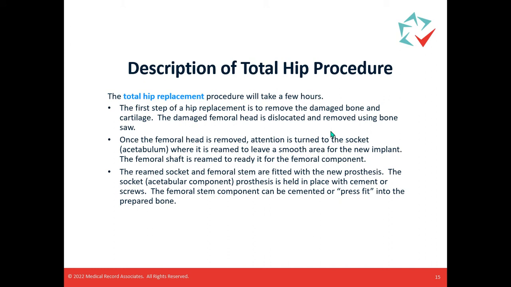Total hip replacement procedures typically take longer than a partial hip replacement. And again, the first step is to remove the damaged bone and cartilage. Just like in the partial hip, the femur has to be reamed out to prepare it for the stem implant. The acetabulum of the pelvic bone is also reamed to achieve a smooth surface. Next, the socket portion of the prosthesis is placed into the acetabulum, and it's held in place with cement or screws. The stem is pounded into place in the femur.